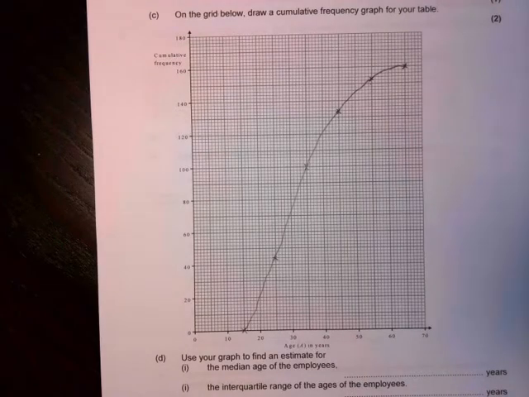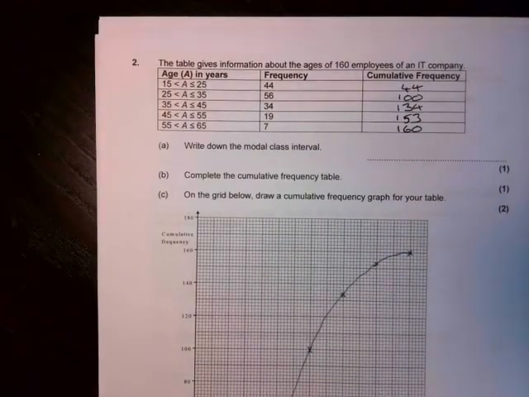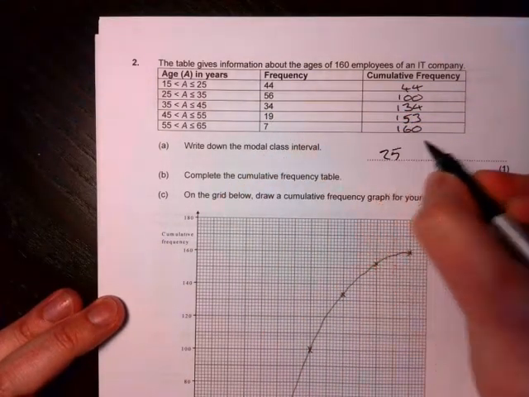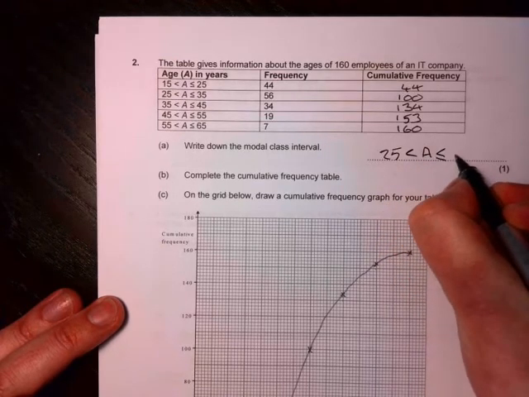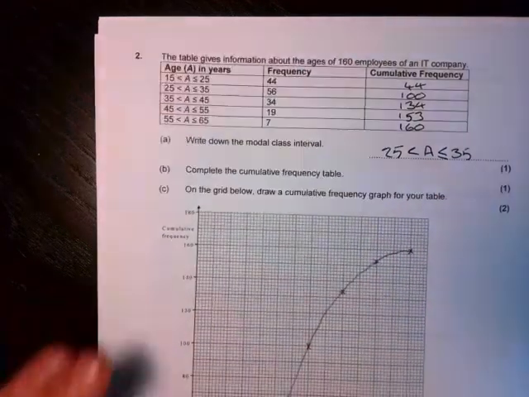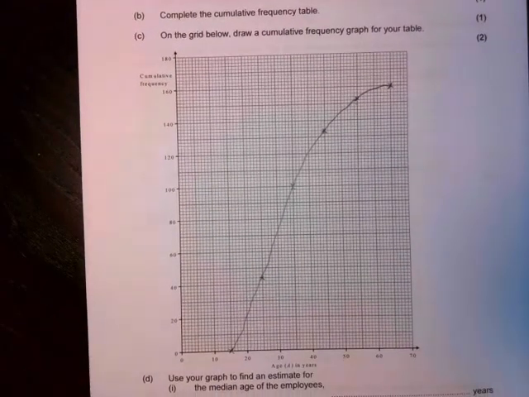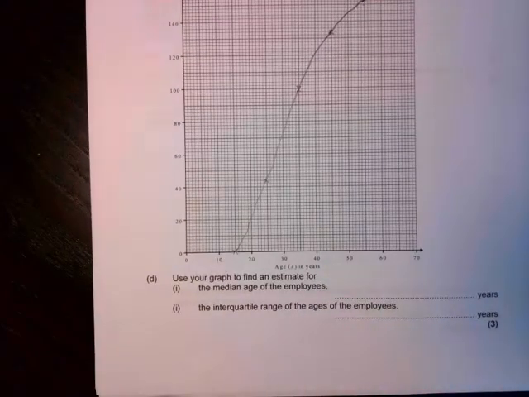Okay, this one, sorry, missed part A, write down the modal class, the one with the highest frequency, so that's the one with 56 people in. 25 is less than age, which is less than or equal to 35. Sorry about that. Okay, so then it says draw a cumulative frequency graph. We've done that. Then it says use your graph to estimate the median age for the employees.